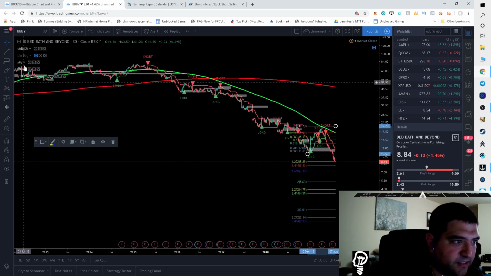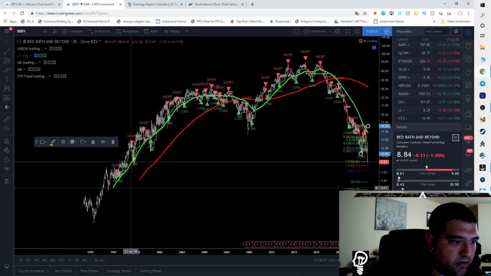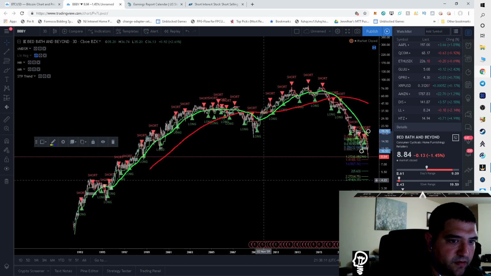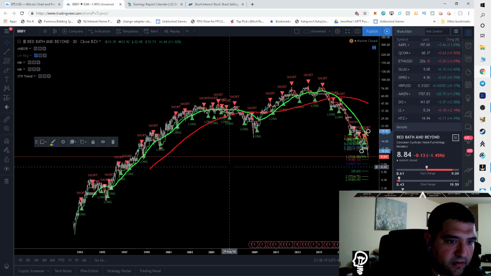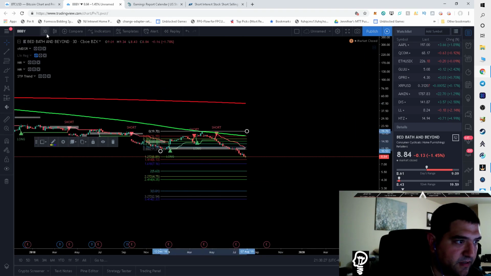Do we have any support looking left? Strong areas of confluence. Oh man, this chart looks terrible, dude. I think that we could see some further move to the downside. In all honesty, I probably wouldn't touch this stock. But that's just me. This is a 3-day chart.